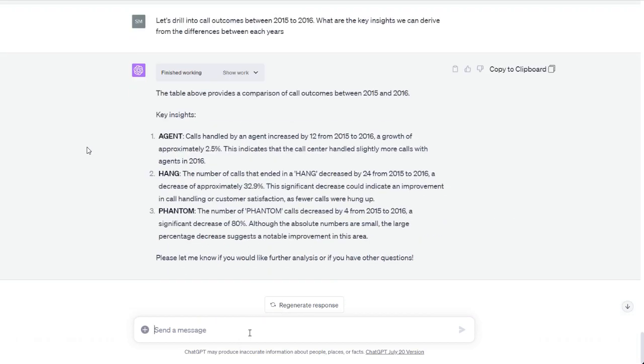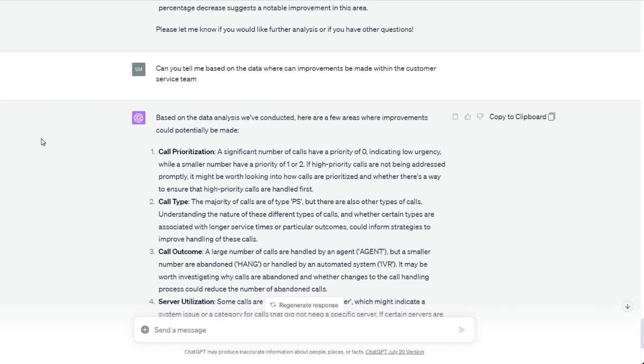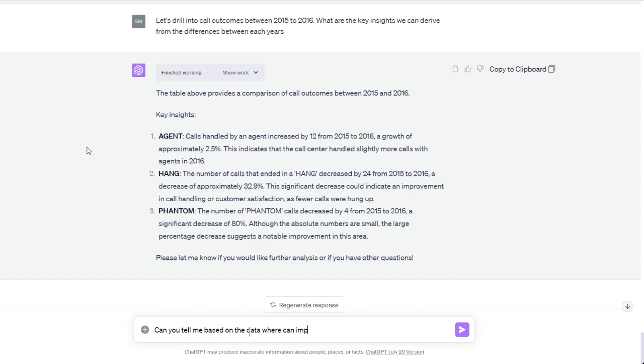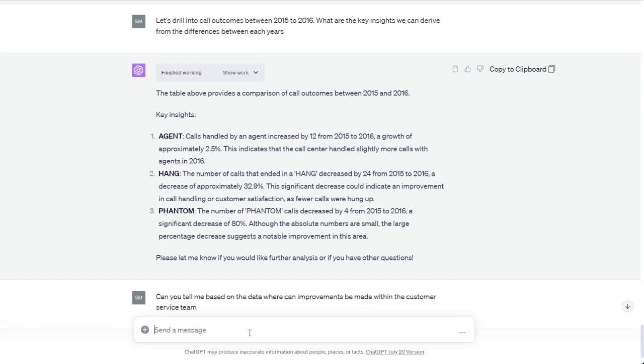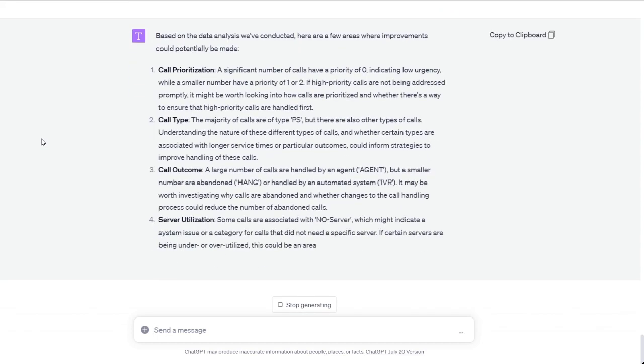Okay, so I want to step it up a level here. I want to look for some advanced insights. I mean, this is insane as well. Can you tell me, based on the data, where improvements can be made? So I'm just literally saying, what do you think we can improve? I'm asking it for a judgment call. It needs to be able to do that.